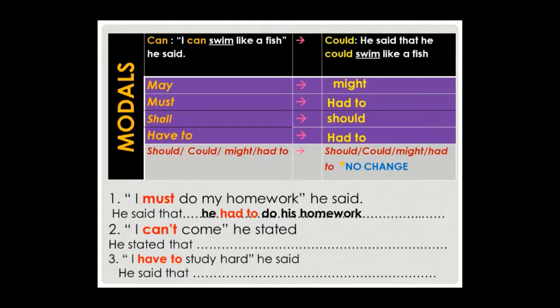Number 2: "I can't come," he stated. We change it to reported speech. It becomes: he stated that he couldn't come. Okay, can't becomes couldn't. Number 3: "I have to study hard," he said. Reported speech: he said that he had to study hard. And have to becomes had to. This is for the changes of modals.